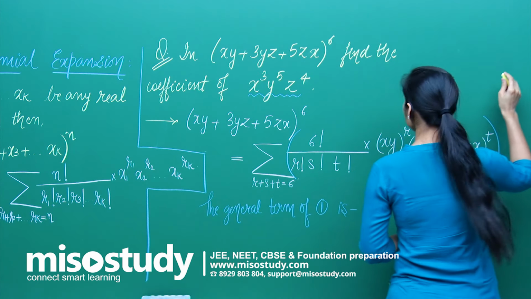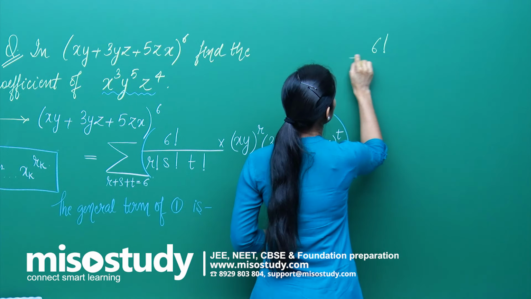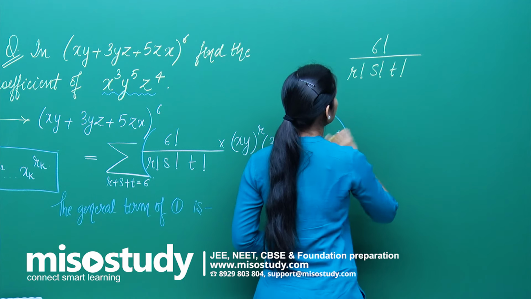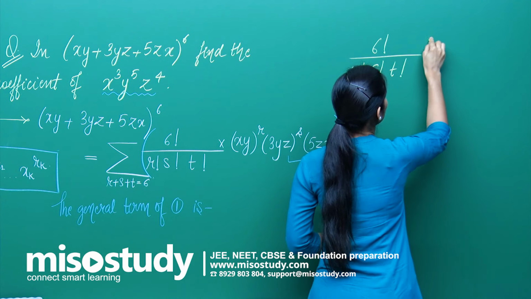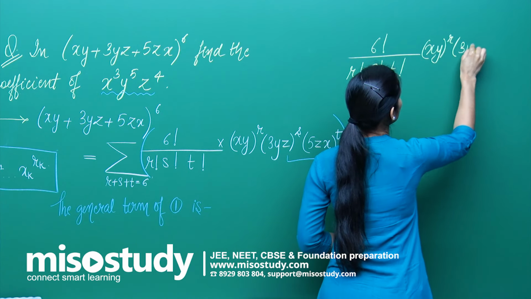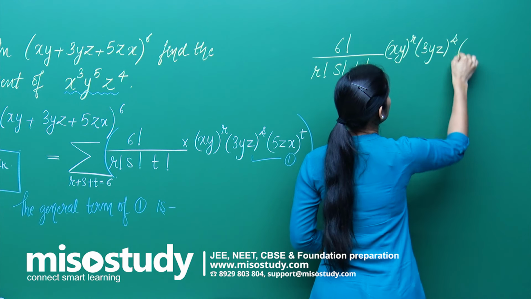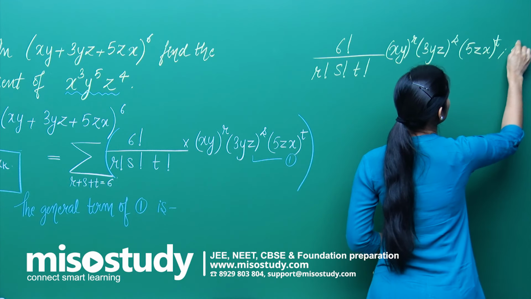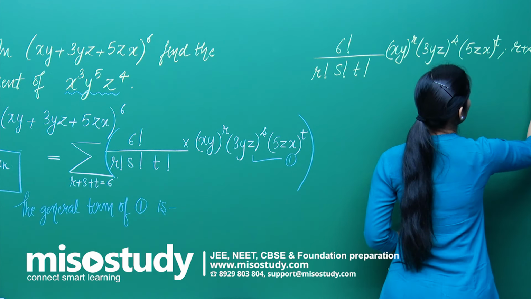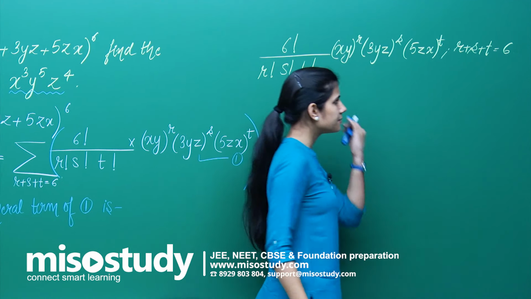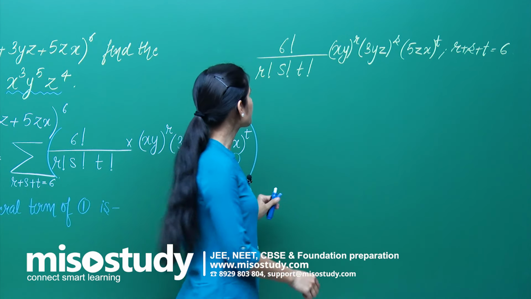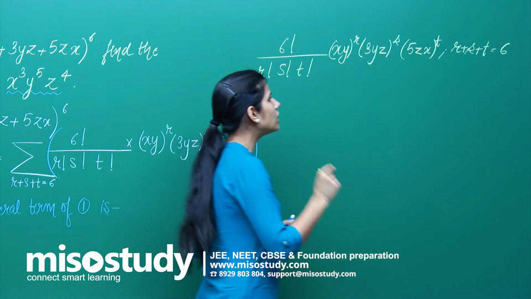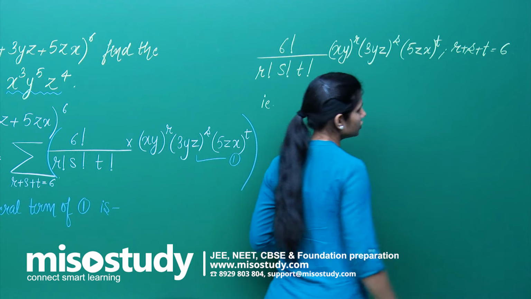So it will be 6 factorial upon r factorial into s factorial into t factorial into (xy) to the power r into (3yz) to the power s into (5zx) to the power t, such that r plus s plus t is 6. Clear? That is, this is one general term corresponding to a solution of this equation.